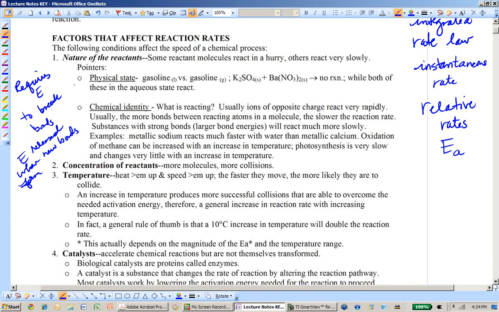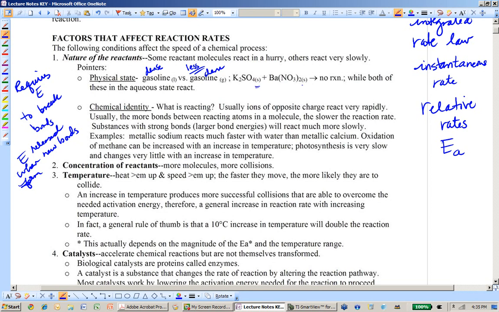Okay, so some reactant molecules react in a hurry, others react very slowly, but physical state plays a part. If you've got gasoline in the liquid state versus gasoline in the gaseous state, this is dense, and this is much less dense. So if you're talking about collisions, gas molecules are not going to collide with each other since they're not very crowded in a given space compared to liquid molecules of the same substance.